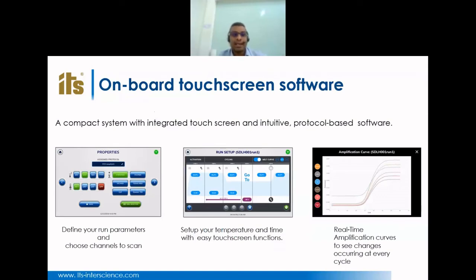Right? And these are some images of the onboard touchscreen on the machine itself. So the machine has a large touchscreen, which you can use to run the machine as a standalone instrument. You don't necessarily need to connect it to an external PC. You can key in your cycling temperatures, you can choose your dye channels, load in your plate, and run the machine as it is. Okay, so this will save you some space.